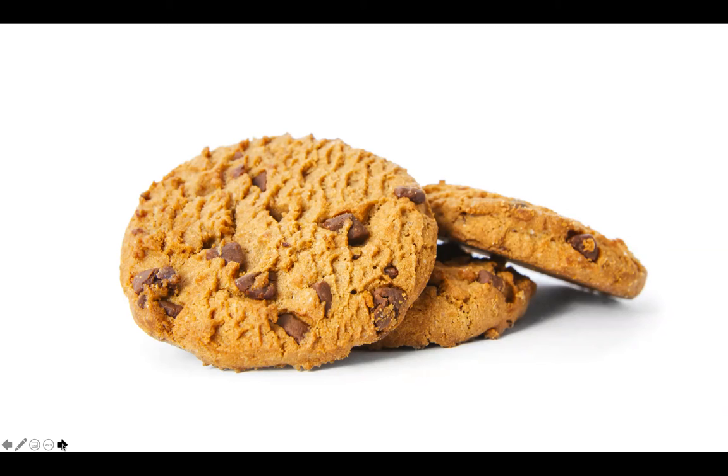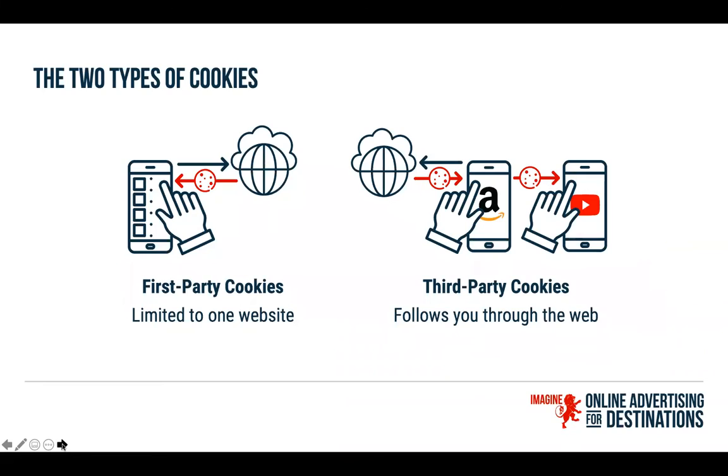There are a few different types of cookies, but there are really only two that matter among the changes that we're seeing with these platforms. Now, first party cookies are limited to one website. So let's say you go onto Facebook and they place a cookie on your computer. Well, that really only works if you're going to be on Facebook. They'll keep an eye on the pages that you've liked, the stuff that you've engaged with. Really, that's about it.